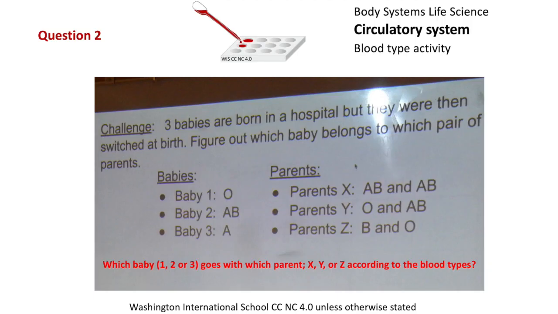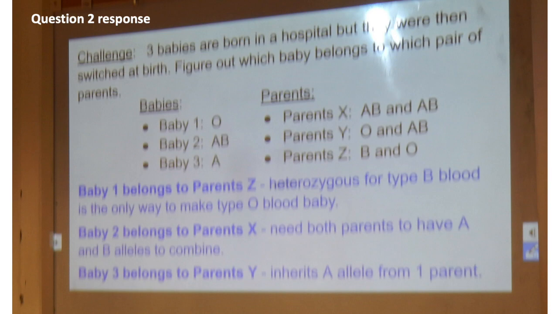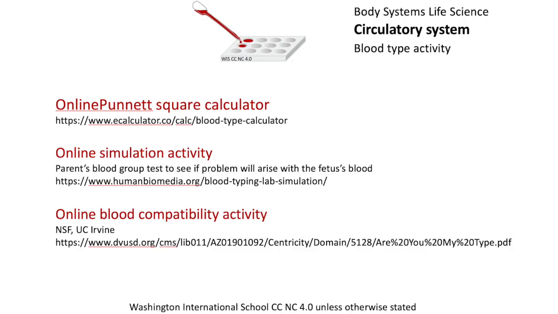Question 2. 3 babies are born in a hospital but switched from their cots at birth, and which baby belongs to which pair of parents? And so does 1, 2 or 3 belong to X, Y or Z? And so work out what are the possibilities and which baby can only belong to one of those sets of parents. And so you've got a response there that you can look at closely.